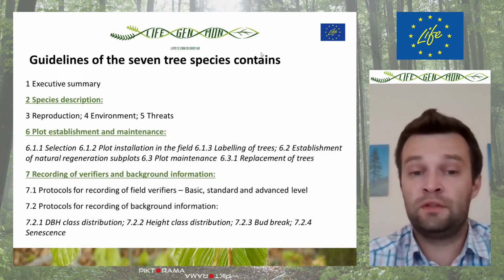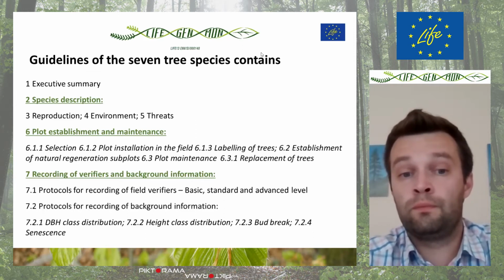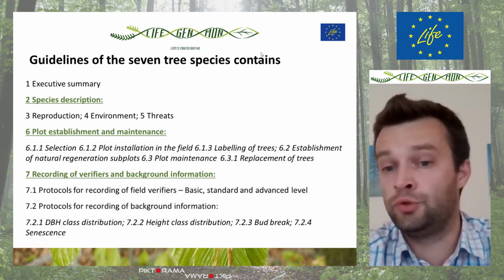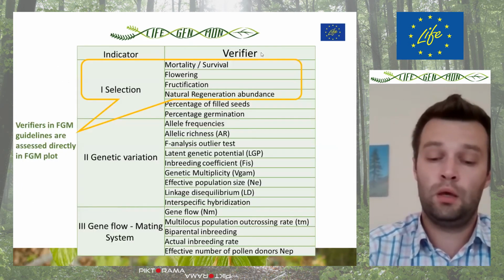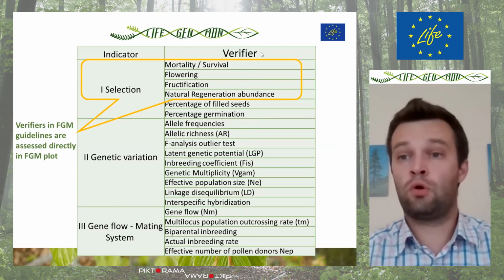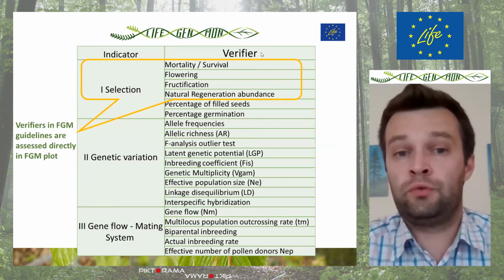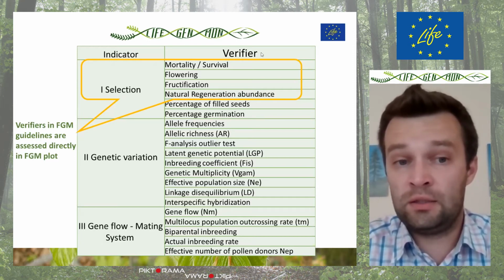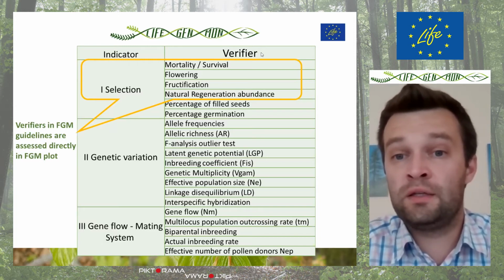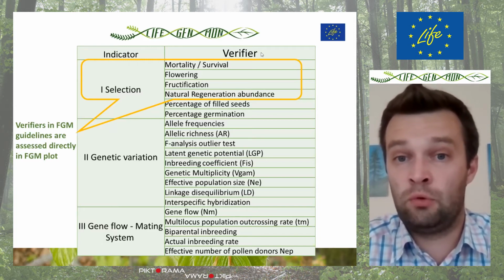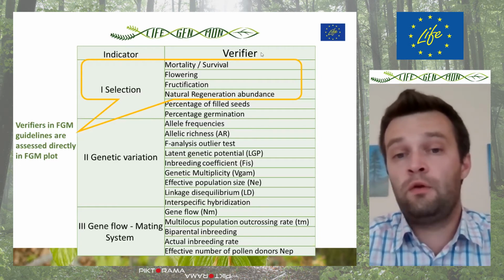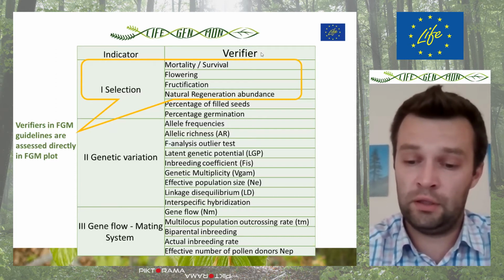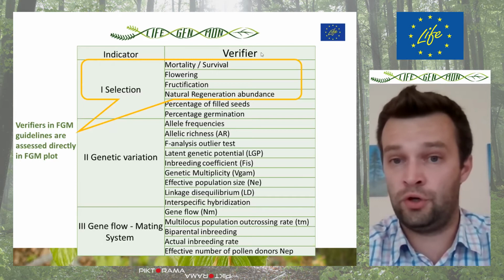And also, they give a description of how to record background information like DBH class distribution, height class distribution, bud break, and senescence. Overall, in the LIFEGENMON project, we used 3 indicators and 20 verifiers, but into the guidelines fall only the first verifiers from the indicator selection. These are mortality and survival, flowering, fructification, and natural regeneration. Those 4 verifiers fall directly into the guidelines and are assessed directly in a forest genetic monitoring plot.